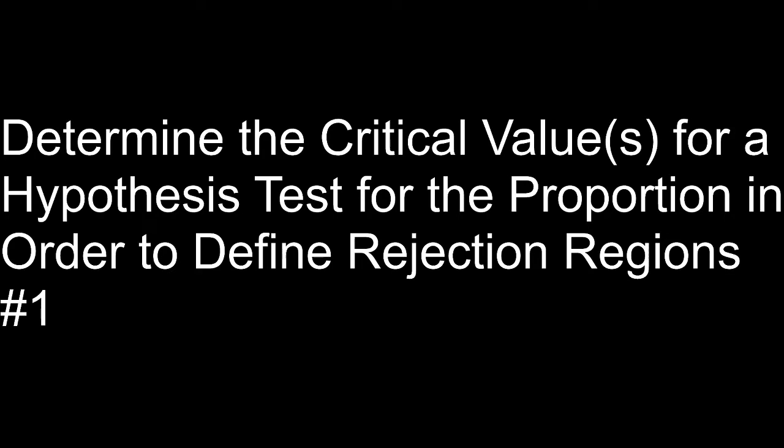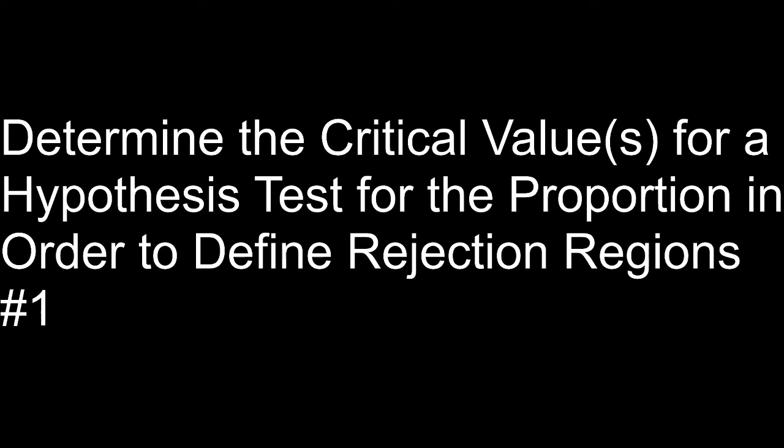This video is on the objective: determine the critical value, or critical values if it's a two-tailed test, for a hypothesis test for the proportion. We're doing a test about a population proportion, in order to define rejection regions for that critical value approach to a hypothesis test. And this is number 1.